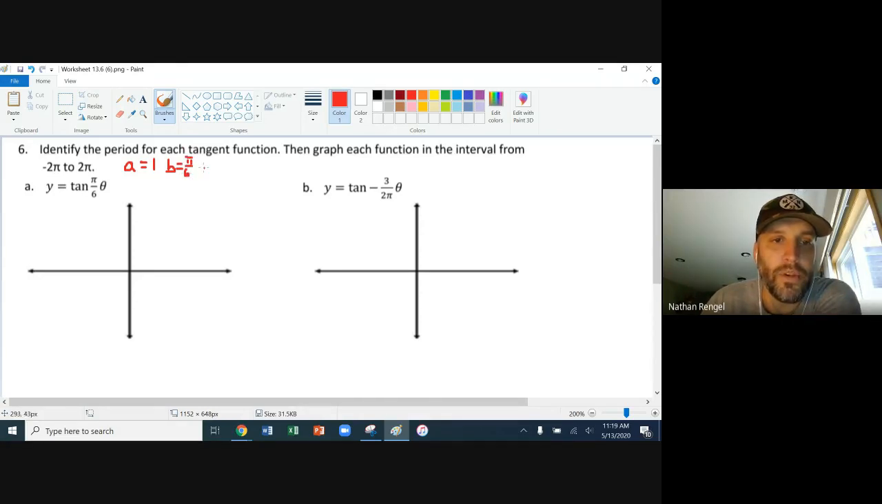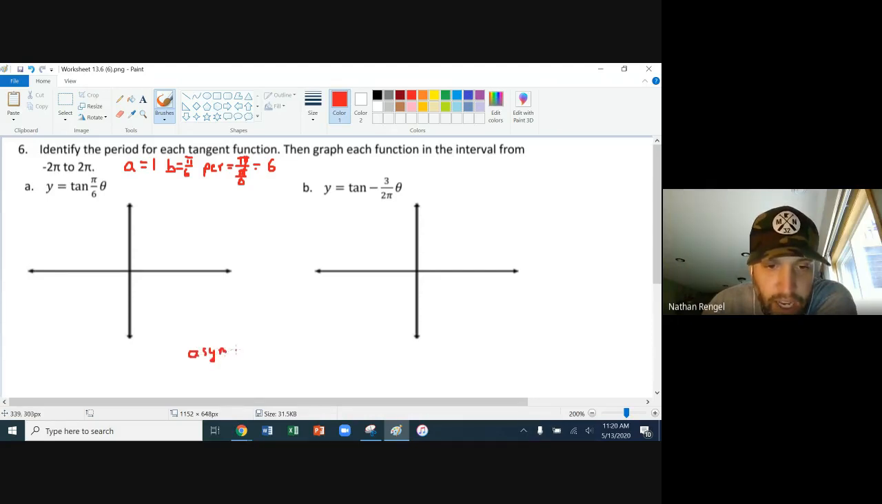And the period then is going to be pi divided by pi over 6, which is like multiplying pi times 6 over pi, so your pi's are going to cancel out. You're left with just 6. So here our period is going to be 6. Down here, we'll move to the asymptotes. So we have some room up there.